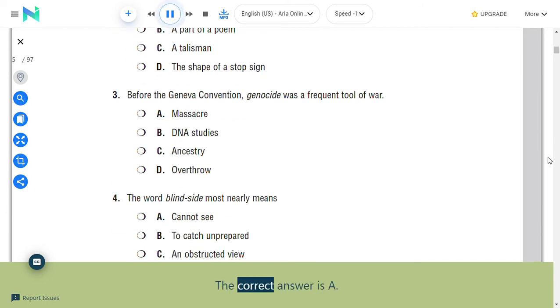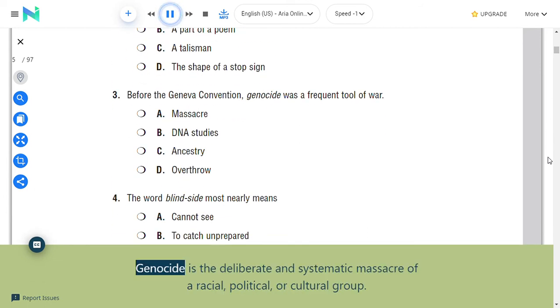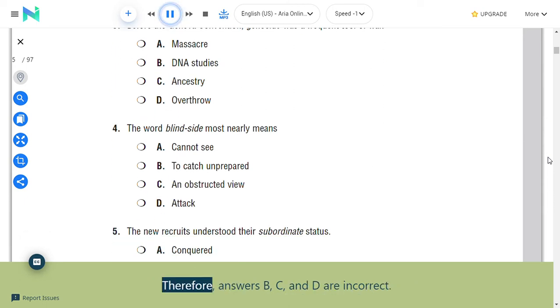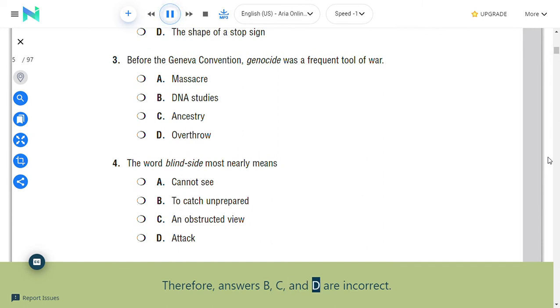3. The correct answer is A. Genocide is the deliberate and systematic massacre of a racial, political, or cultural group. Answer B refers to genetics, C refers to genealogy, and D refers to revolution. Therefore, answers B, C, and D are incorrect.